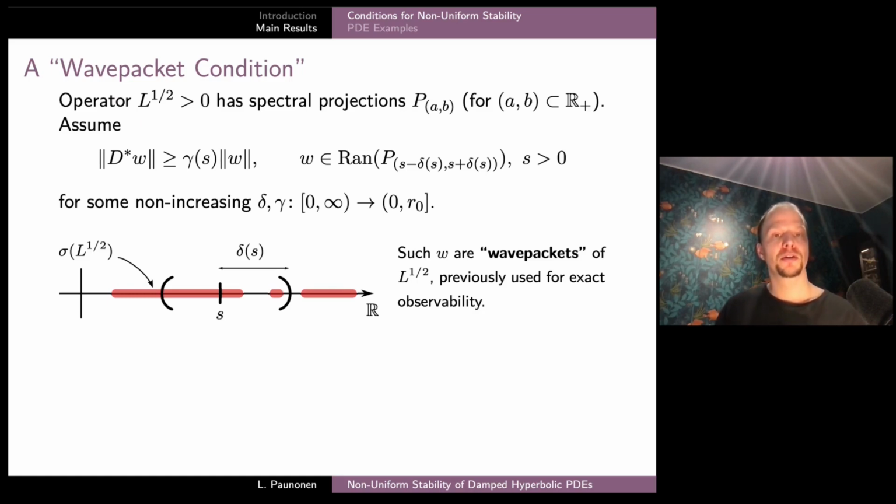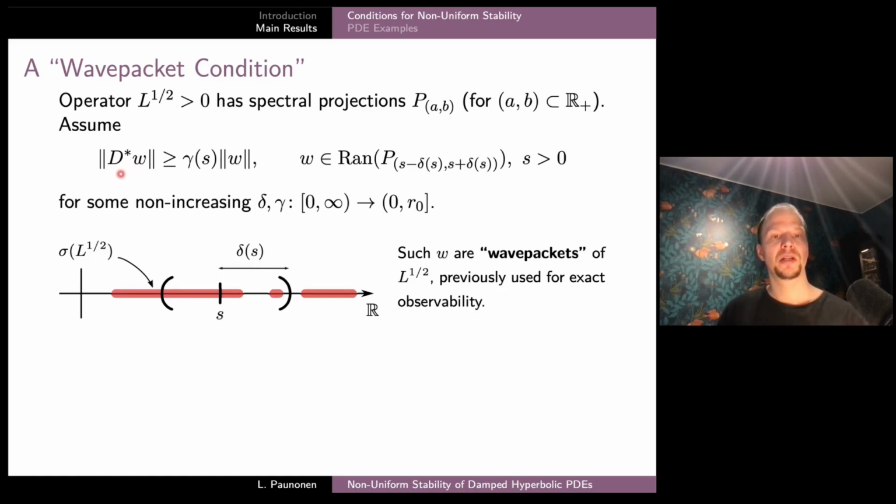And this condition that we're interested in involves the lower boundedness of the operator D, adjoint of D, when we restrict this operator onto the spectral subspaces of the square root of L. And the way we do this is that we take a parameter S from the positive real axis, and then we take a spectral interval centered around S with a radius delta, which is allowed to depend on S.